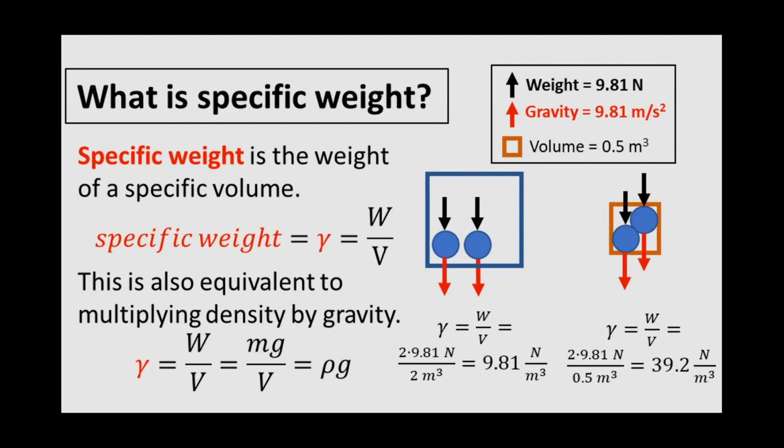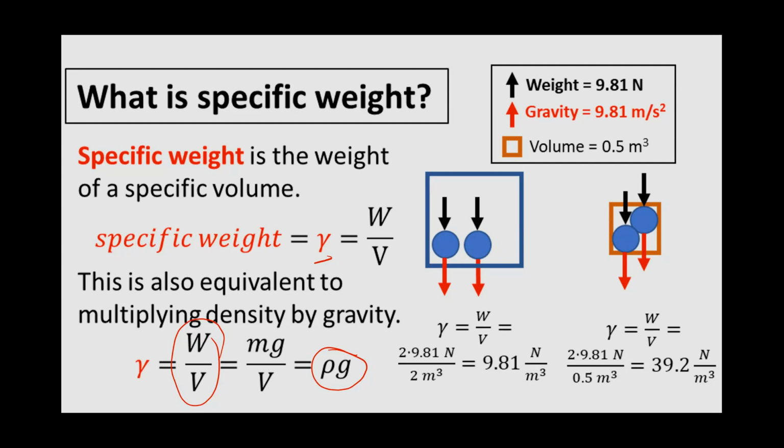But the easiest way to remember specific weight is that it's simply density times gravity. That is a very simple formulation. So you just take whatever your density was, you multiply it by gravity, you have specific weight. And as a note, this is the Greek letter gamma. It kind of looks like a Y. Both of these are helpful to remember though. Weight over volume and density times gravity, because sometimes you need both to solve a problem.